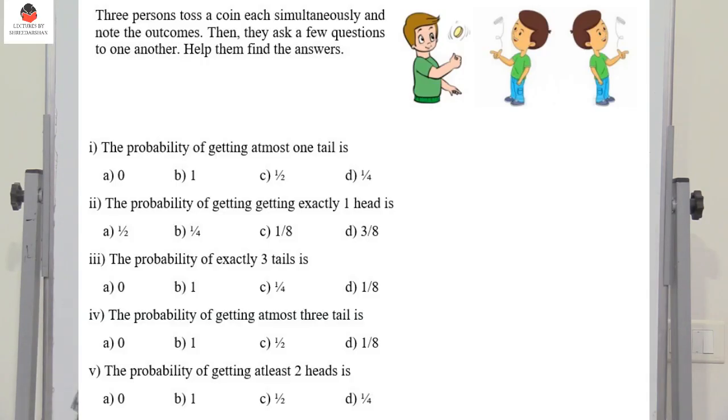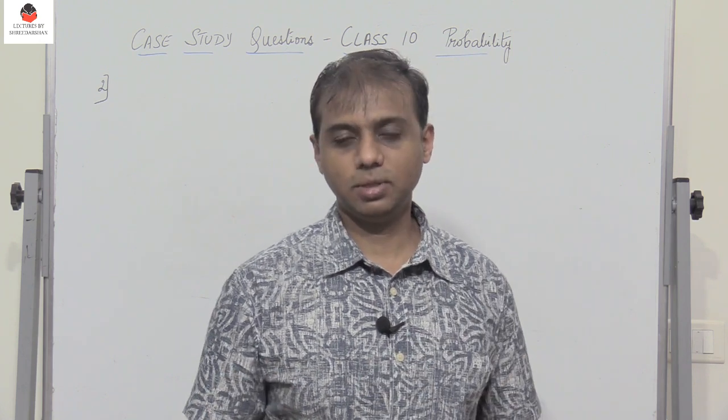Three persons toss a coin simultaneously and note the outcomes. Then they ask a few questions to one another. Help them find the answers. So there are three persons tossing a coin simultaneously.